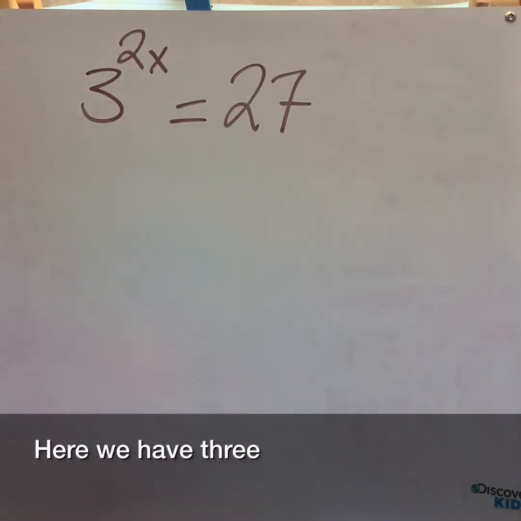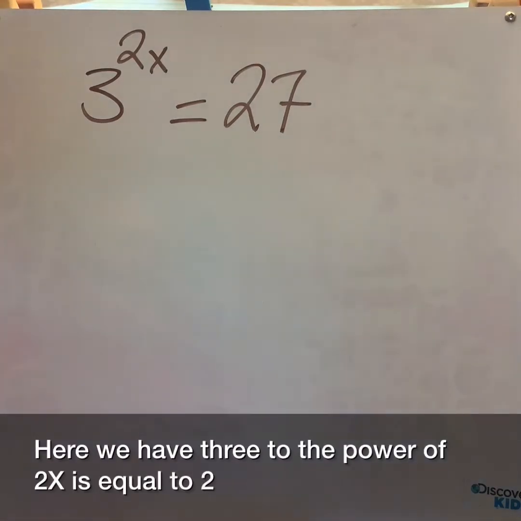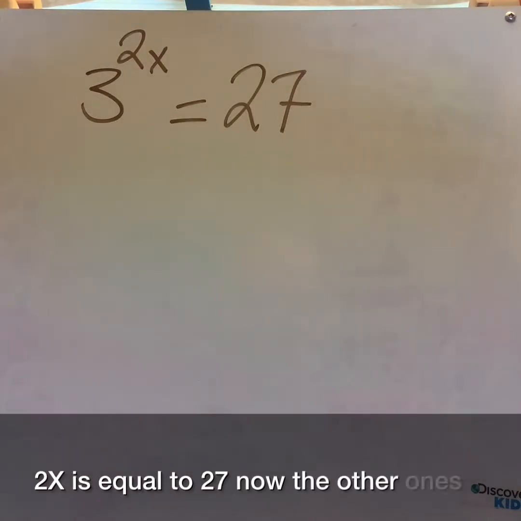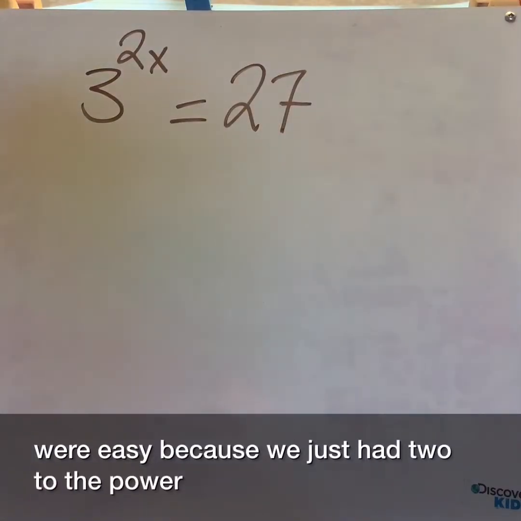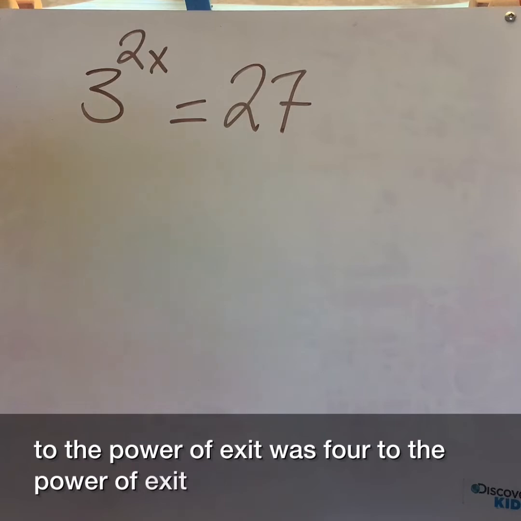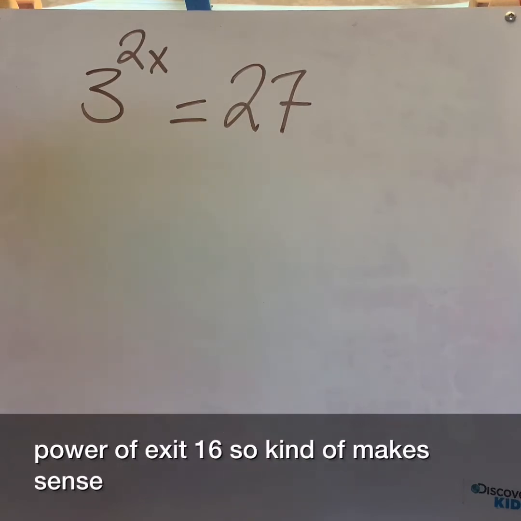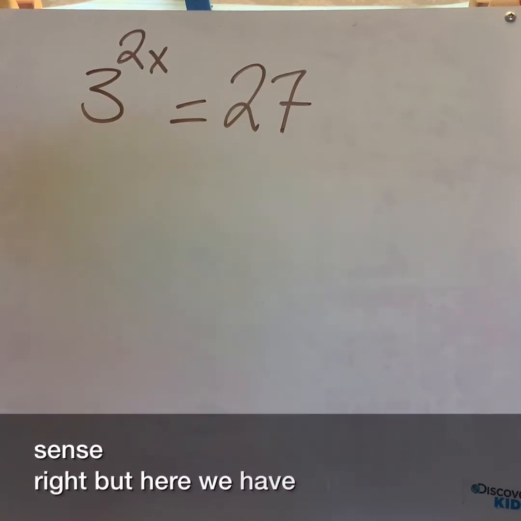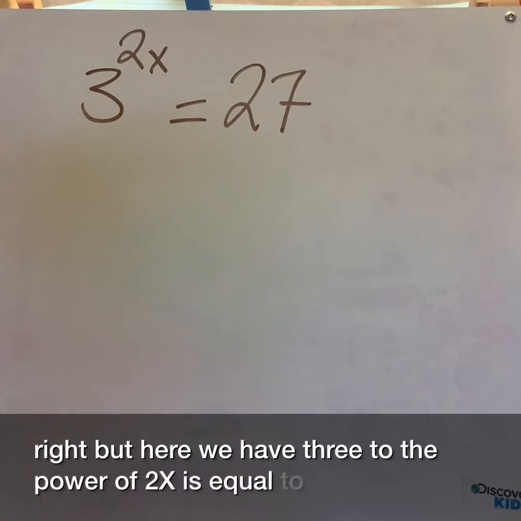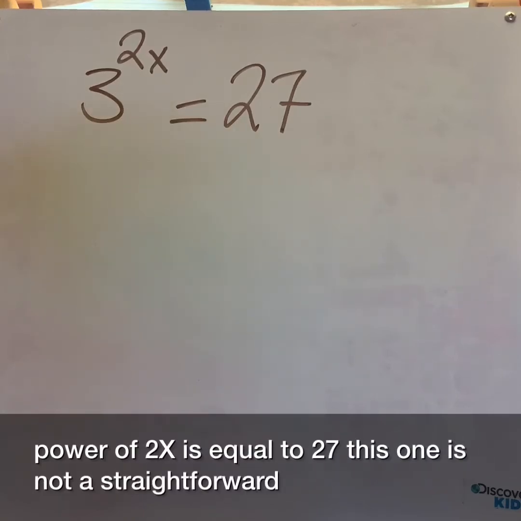Here we have 3 to the power of 2x is equal to 27. Now, the other ones were easy because we just had 2 to the power of x equals 4, 2 to the power of x is 16, so it kind of makes sense, right? But here we have 3 to the power of 2x is equal to 27. This one is not as straightforward.